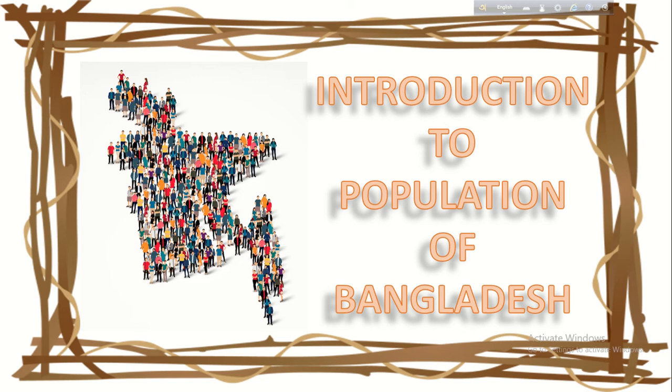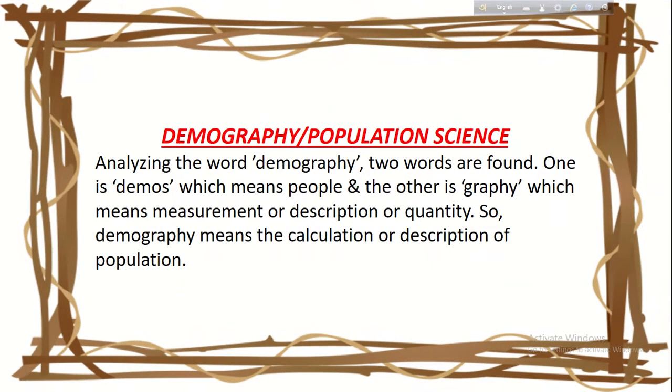In previous classes, that means classes 3, 4 and 5, you have learned about the state of population of Bangladesh, but you have not learned anything about demography. So in this chapter, we will learn about demography and various elements that influence the change of population. So let's know about demography, or the subject called population science. That means demography is called the population science, the subject which deals with the population.